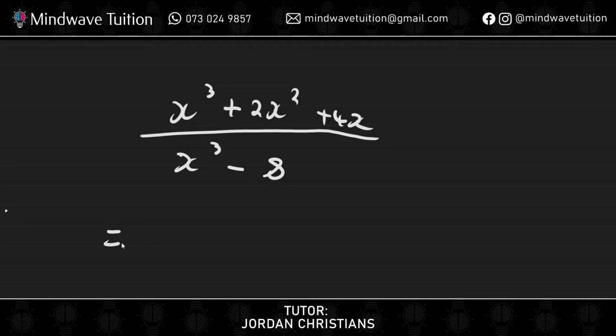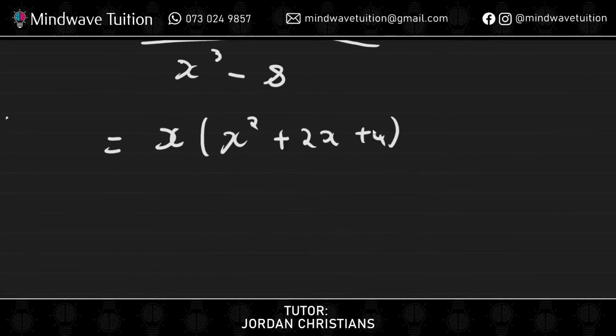So for the top part we have x cubed, x squared, and an x. We don't have any form of factorization that works with that, so let's look for a common factor. They all have x's in common, so we can just take out x as the common factor. That leaves us with x squared plus 2x plus 4. Okay, let's not work with that one just yet. Let's go on to the denominator.